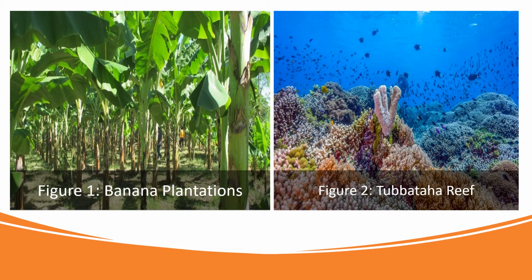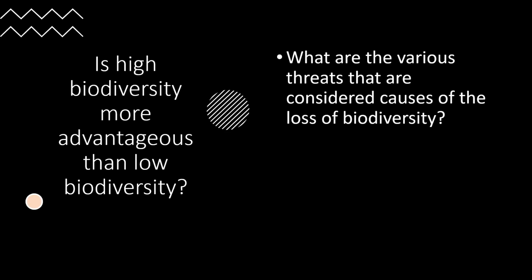Which figure represents low biodiversity? The answer is banana plantation. How can you tell that it has a low biodiversity? What species dominates in the area? What will happen to the population of organisms if a certain plant disease will strike? Is high biodiversity more advantageous than low biodiversity? What are the various threats that are considered causes of the loss of biodiversity?